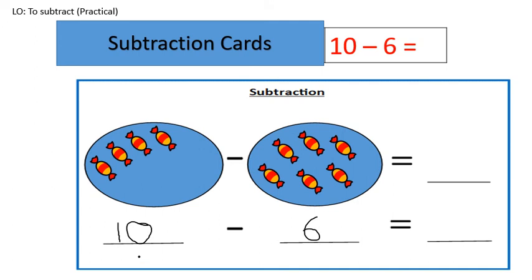Let's read again. 10 subtract 6 equals. To find out my answer, I have to go back to the first circle and see how many sweets I have left. 1, 2, 3, 4. So the answer is 4, which I'm going to put here. So 10 subtract 6 equals 4. So put 4 here as well to show how many I had left over.